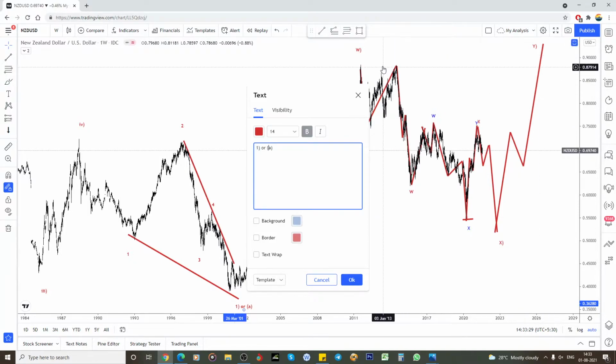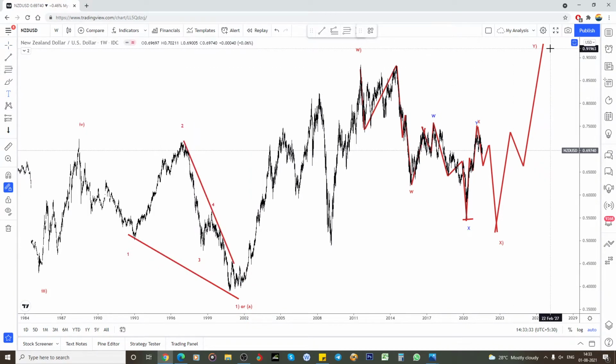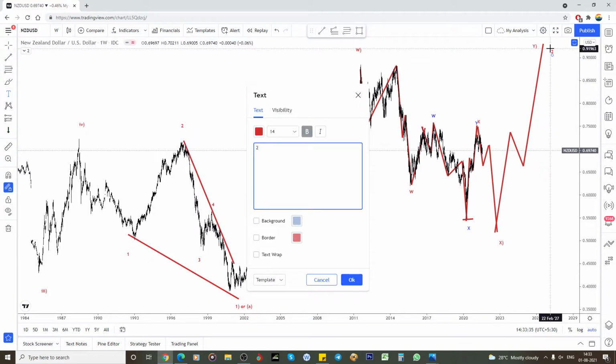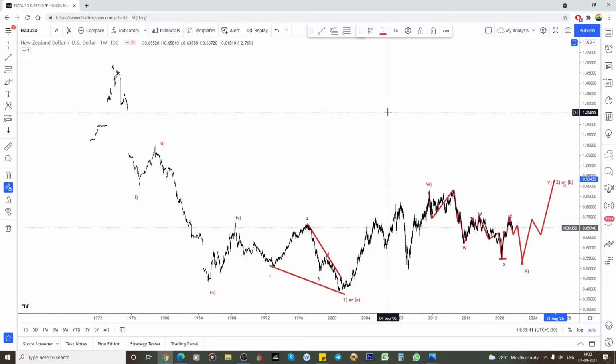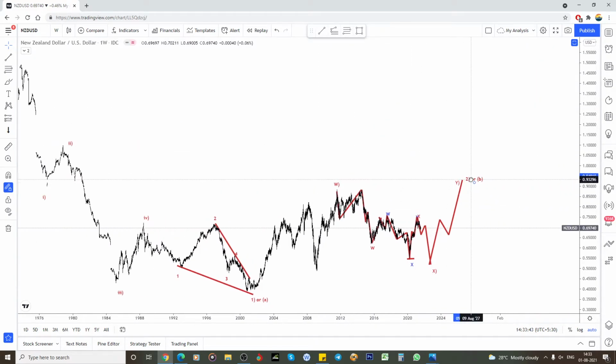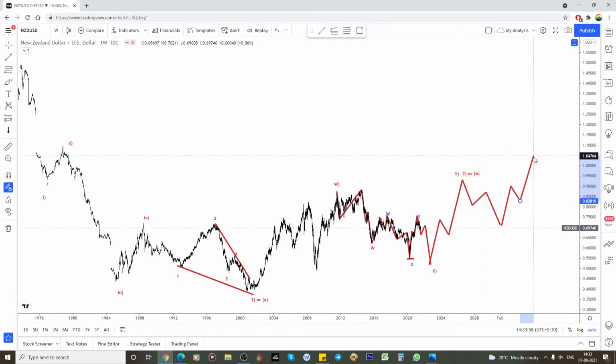So I think we can make this a double bracketed A. Now from here we can expect 2 or B. So this is the end of the trend here. If it is still bullish, it will do the connecting wave again, and again it will make one more three-wave structure, and this is the end of the trend.